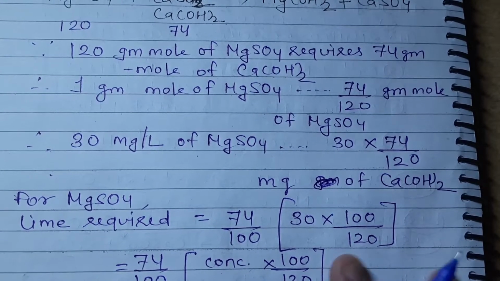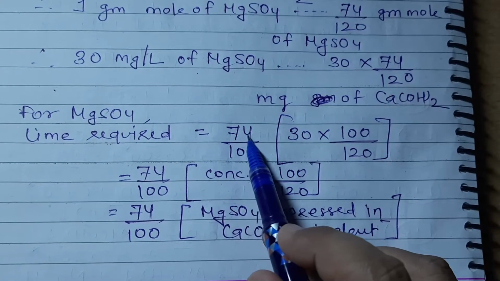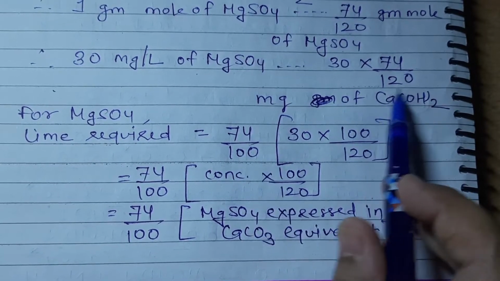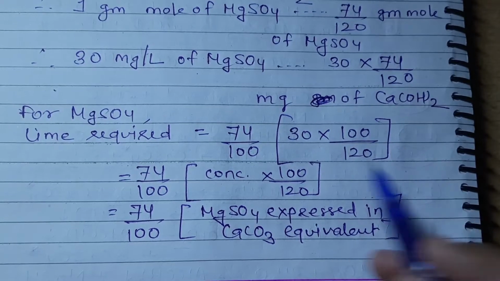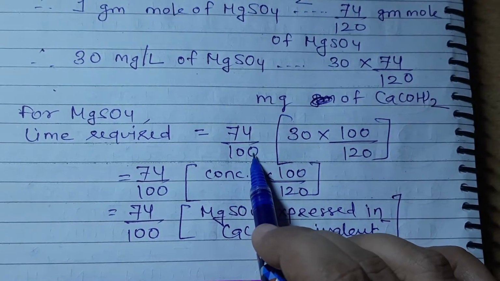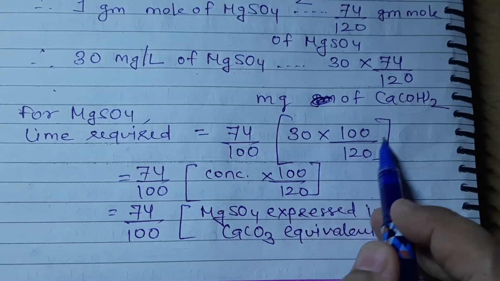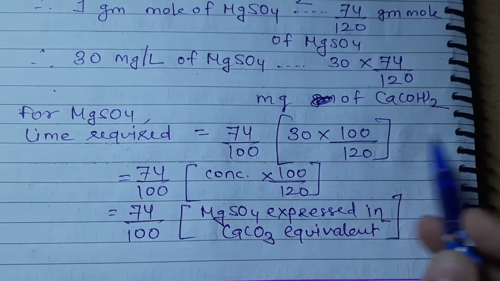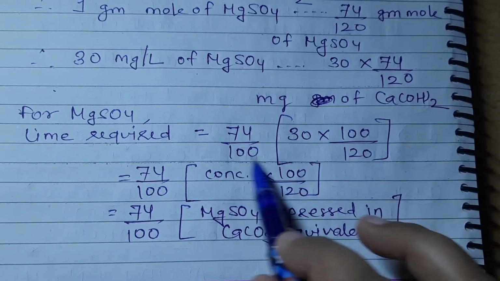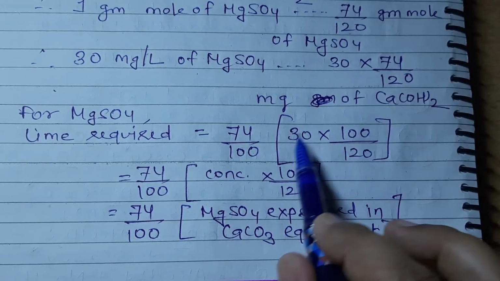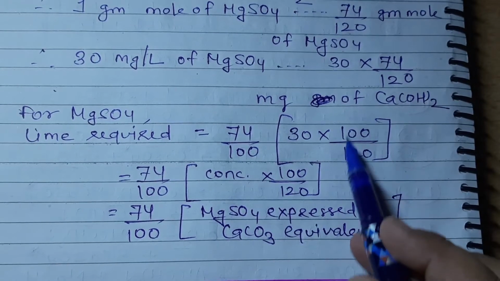So we can say that for magnesium sulfate the lime required is 74 upon 100. Actually we have multiplied this with 100 in numerator and denominator both. So 74 upon 100 we put outside the bracket and inside the bracket we put 30 into 100 upon 120. If you solve it further, this 100 and 100 will cancel out. So when you represent this calculation in this form, it is 74 upon 100 into concentration into 100 upon 120.